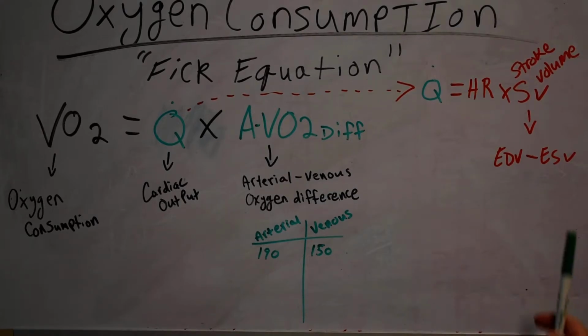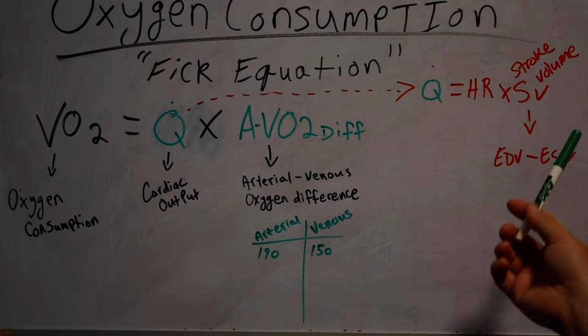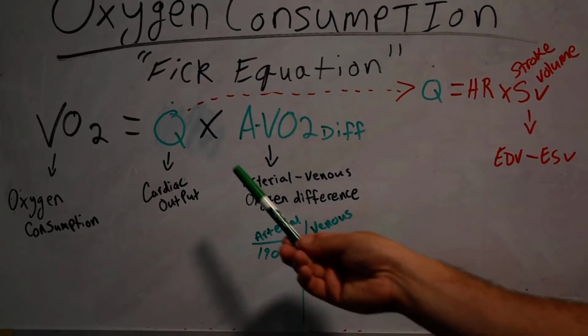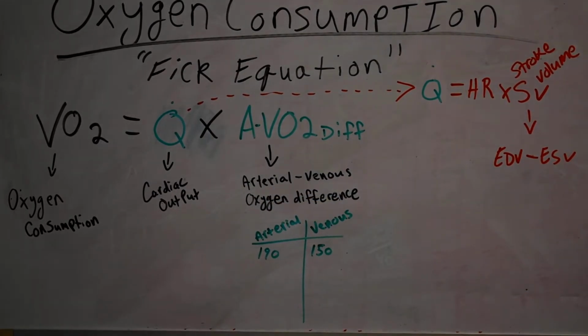A few other ones. HR for heart rate, and heart rate is always the amount of times that the heart completes a cycle in one minute, or in other words, the amount of times the heart beats in one minute. The last one is SV, which is stroke volume. Stroke volume is defined as the amount of blood that's ejected by the left ventricle per cardiac cycle, whereas cardiac output is the amount of blood ejected by the left ventricle per minute.